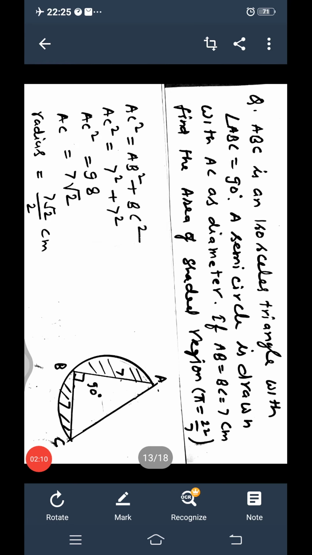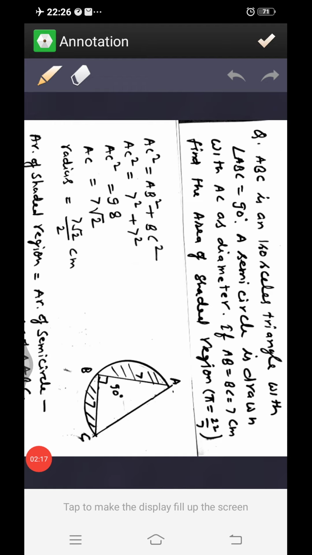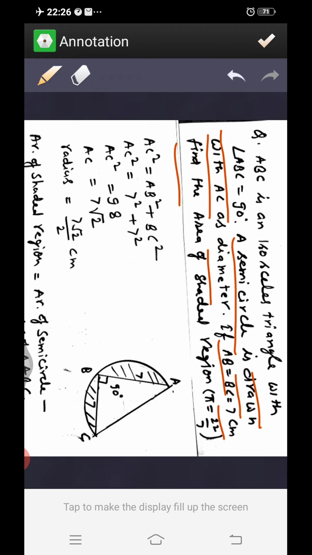Let us take one more question. ABC is an isosceles triangle with angle ABC 90 degree. A semicircle is drawn with AC as diameter. If AB equal to BC equal to 7 centimeter, find the area of shaded region. Pi equal to given 22 upon 7.